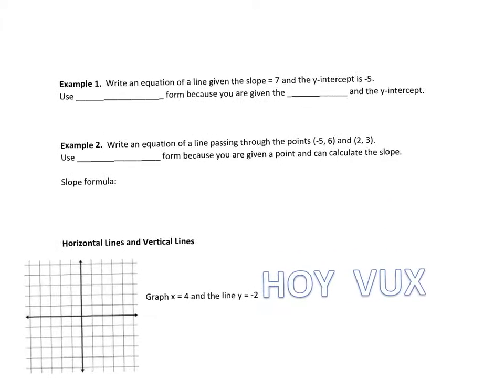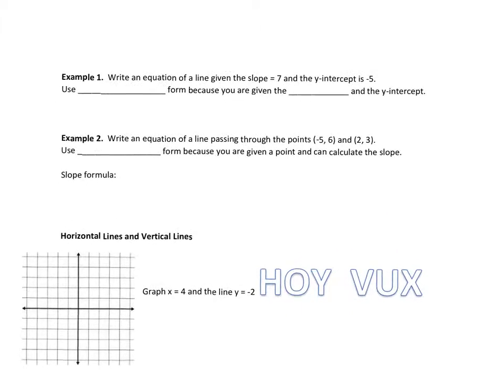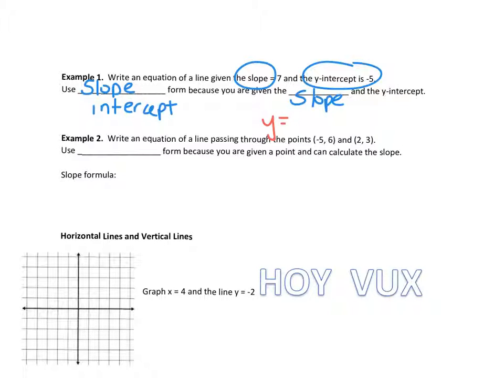Here are some more examples with lines. Write an equation of a line given the slope equals 7 and the y-intercept is -5. Because I'm given the slope and the y-intercept, I'm going to use slope-intercept form. So the equation is just going to be y equals 7, because that's my slope, x minus 5.